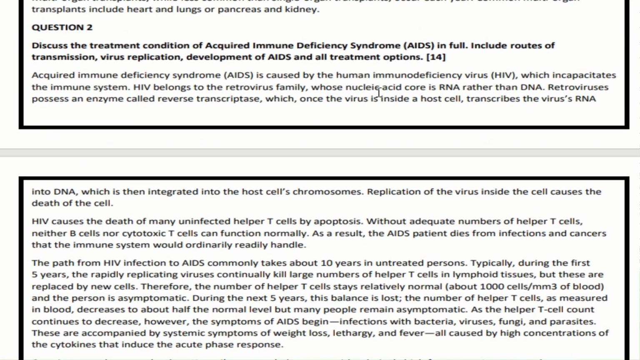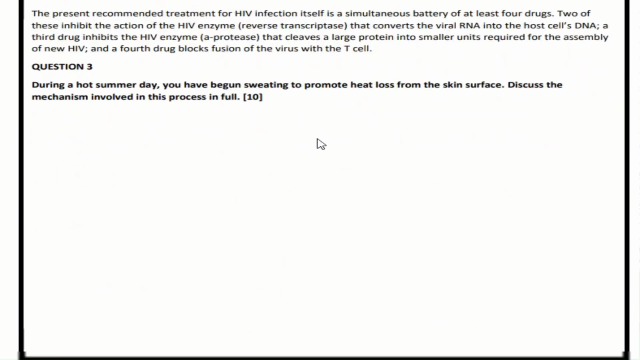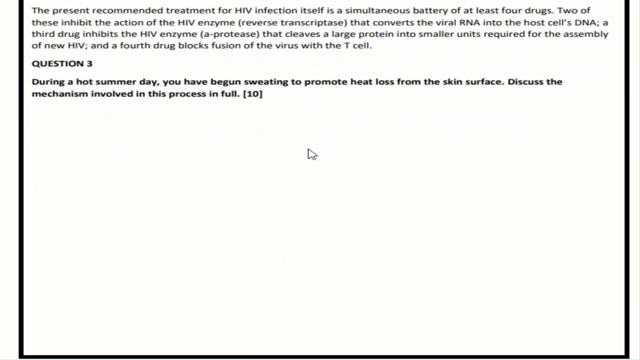So this covers your route of transmission, virus replication, development of AIDS, and the treatment options for AIDS. Next question they ask you: during a hot summer day, you begin sweating to promote heat loss from the skin surface. Discuss the mechanism involved in this process in full.